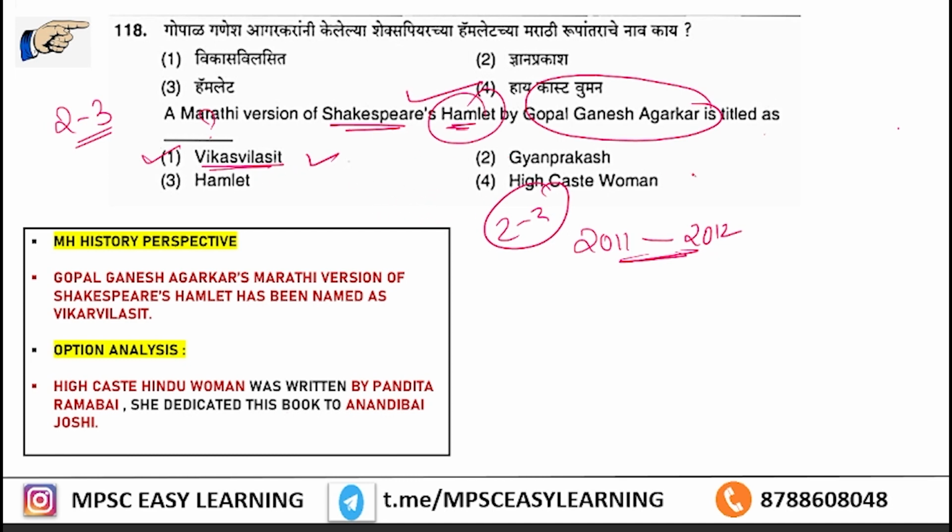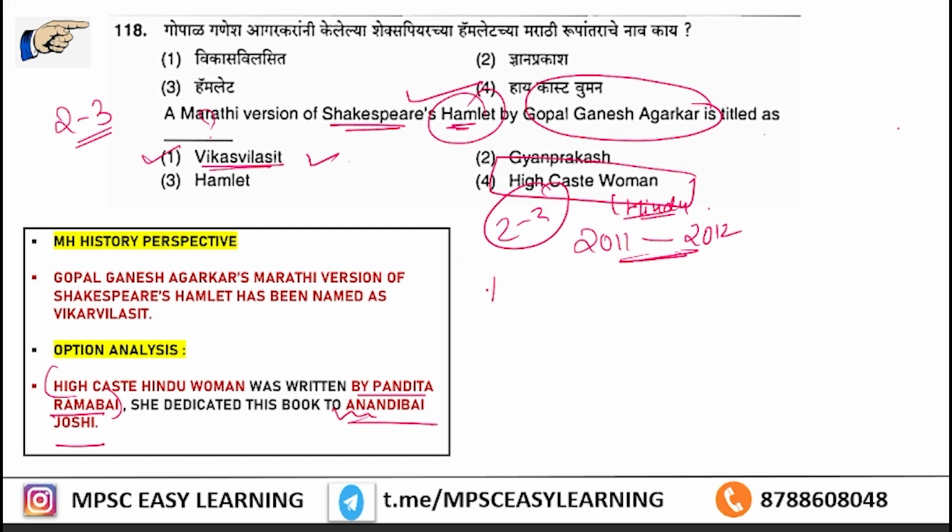Here, this option is very important: High caste Hindu woman. This book was written by Pandita Ramabai. Students read up to here and close the book. The book and the author are important, but no. Here, one more important point is that she dedicated this book to Anandibai Joshi. You have to keep this name in mind as well.